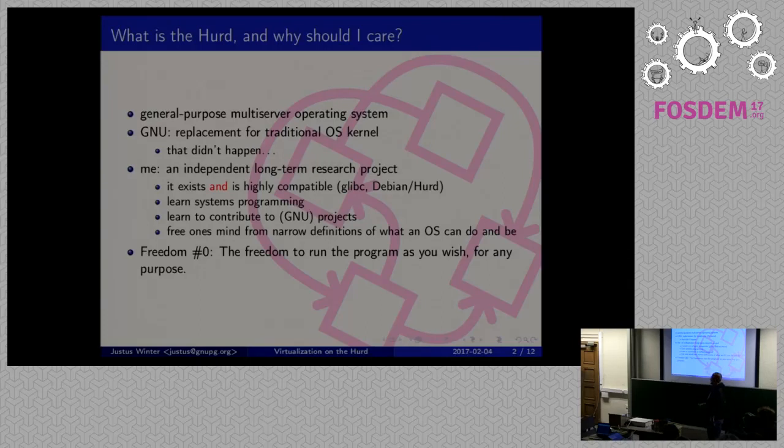But I think there's still a lot of value in the Hurd, because first and foremost, it exists and it is highly compatible. We built on the GNU C library, and we have a fat C library, so most applications just need to be recompiled. Of course, there are bugs and quirks, but it's highly compatible. Also, you've got Debian GNU Hurd, so you can install it like Debian GNU Linux, and you will feel at home, I promise. It is also a great place to contribute, to learn system programming, and maybe to learn how to work in a project or in a GNU project.